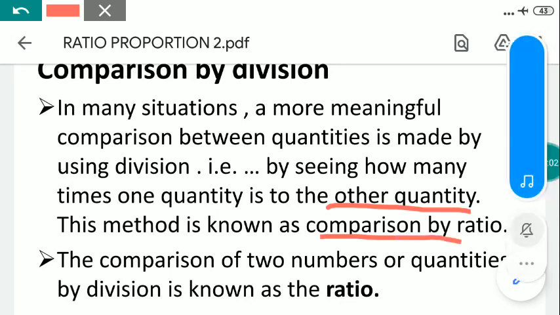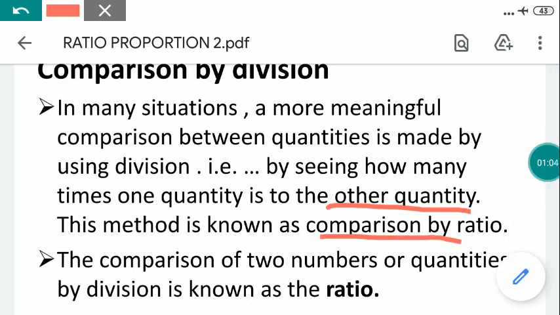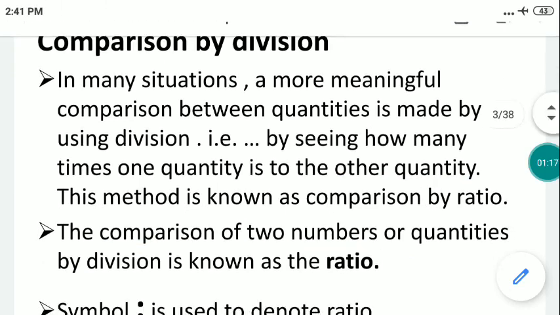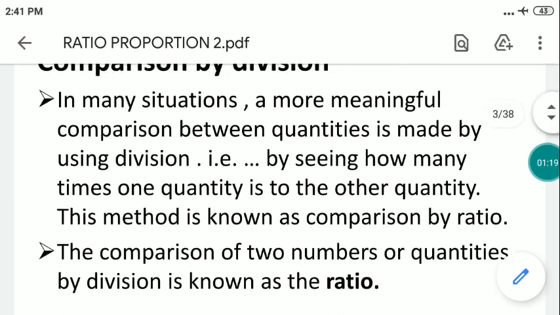So what is ratio exactly? The comparison of two numbers or quantities by division is known as the ratio.